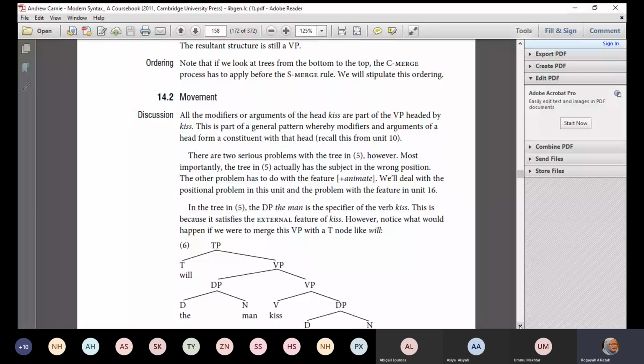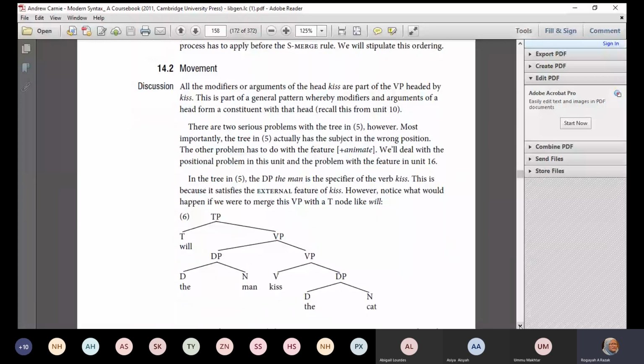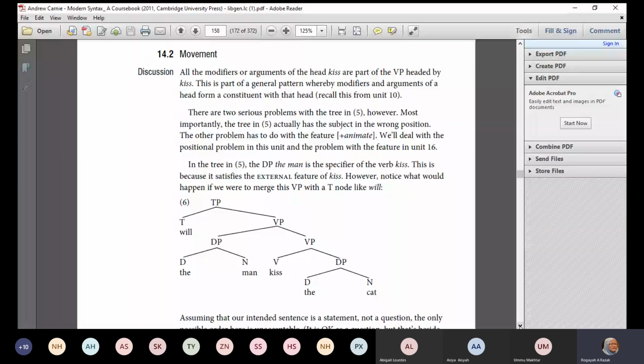So with movement, all the modifiers or arguments of the verb case are part of the VP, as we saw just now, headed by the verb case. However, there is a problem because actually the subject has to move to the front of the sentence, remember. So there are two serious problems with the 3 and 5, however. Most importantly, the 3 and 5 actually has a subject in the wrong position.